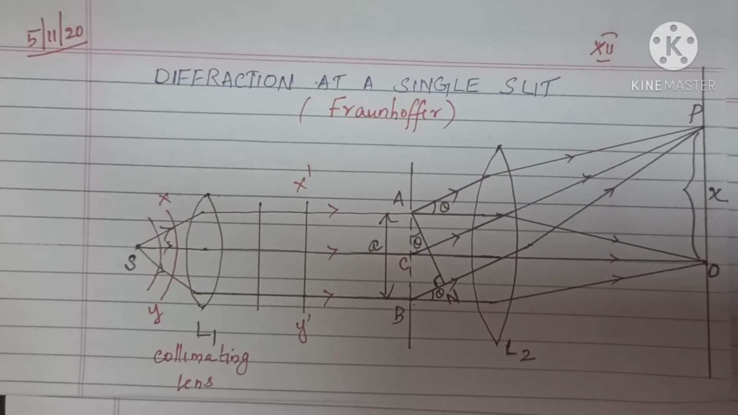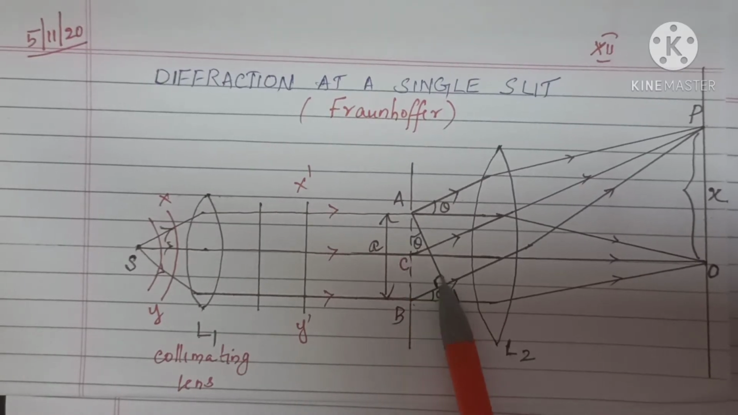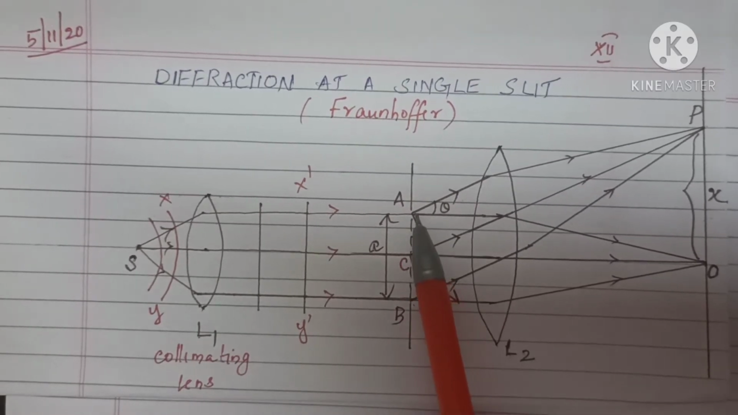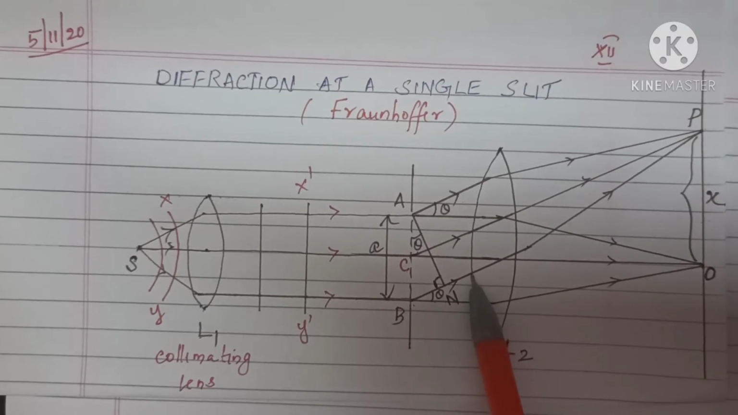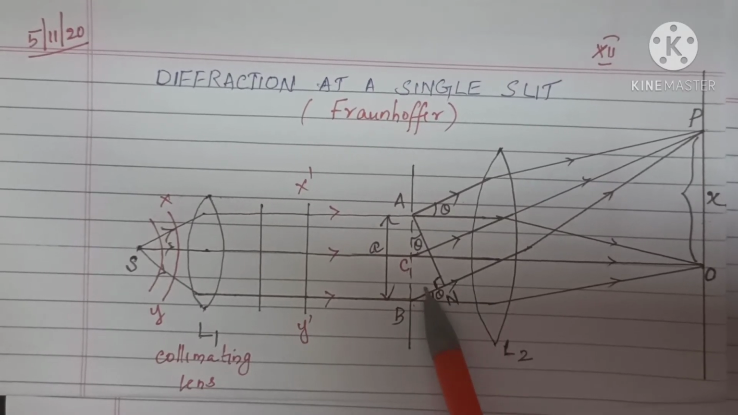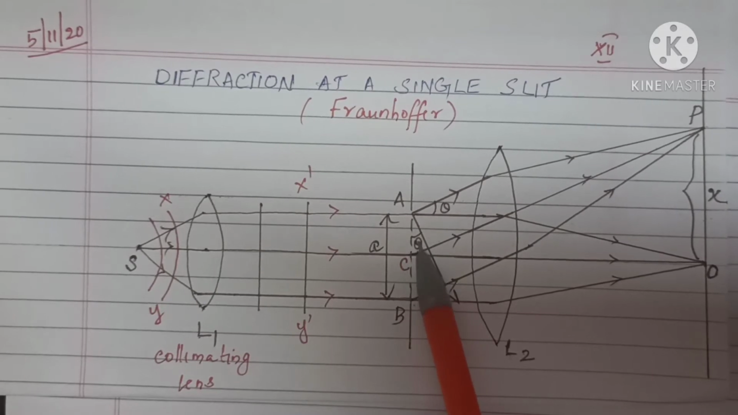So before moving to the conditions, as we discussed, the expression for path difference we derived in the last class. For finding the expression for path difference, what we have done is draw a normal, a perpendicular from A, that is AN, to this line, isn't it? Then we want to find BN. We know that this angle is also theta.